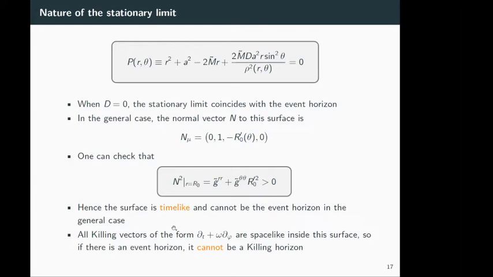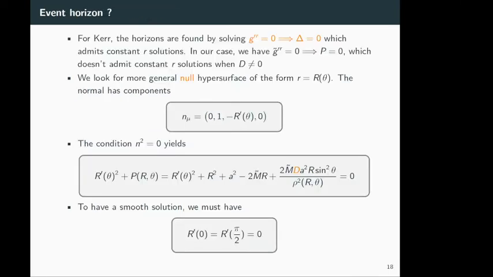Another interesting feature is that inside this stationary limit, all the killing fields of this form with constant omega are going to be space-like, meaning that even if we delve deeper and find an event horizon in the interior of this stationary limit, it can't be a killing horizon, because you need a killing vector to be null on the event horizon for it to be killing. So this is many different features to GR. So the question is, can we find an event horizon inside the stationary limit?